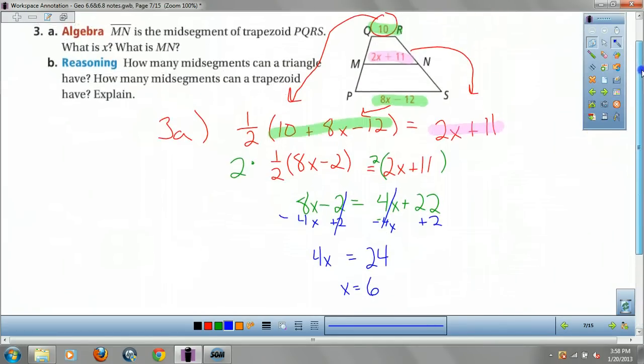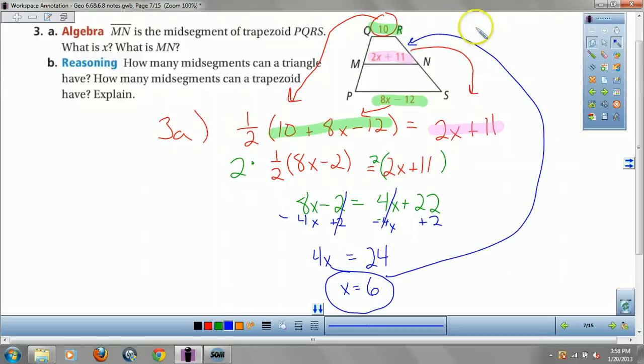Okay. Are we done? Now we take this 6 and plug it in. 2 times 6 plus 11, 12, 23. And that equals the measure of MN. Okay? I'm going to skip B, don't tell anyone.